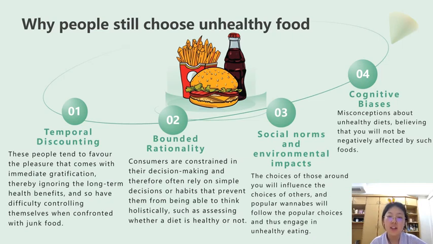The third is about social norms and environmental impacts. The choices of those around you will influence the choices of others, and people will follow the popular choices and thus engage in unhealthy eating. The fourth is cognitive biases, misconceptions about an unhealthy diet, believing that you will not be negatively affected by such foods.